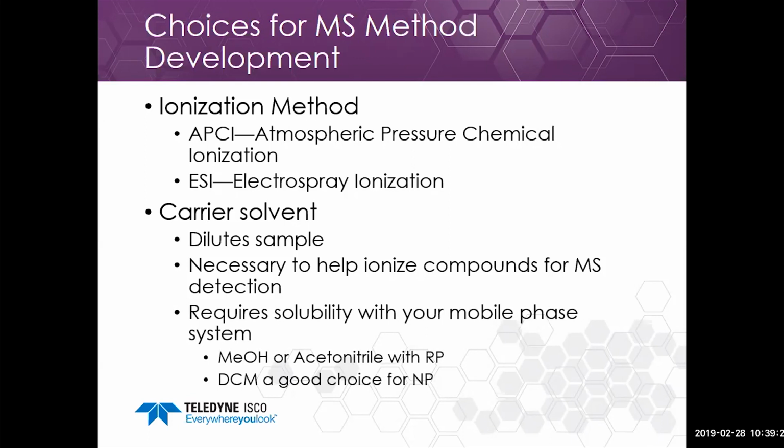So this requires solubility with your mobile phase system. If you're in a reverse phase system, you're probably using methanol or acetonitrile, and if you're using ESI, then you're probably also adding a 0.1% modifier of TFA or formic acid. If you're using a normal phase solvent, some of the obvious choices would be hexane and ethyl acetate, but the problem with that in the mass spec is that they do offer a flammability safety hazard. So DCM is a really good choice as a carrier solvent for normal phase, without any additional modifier.